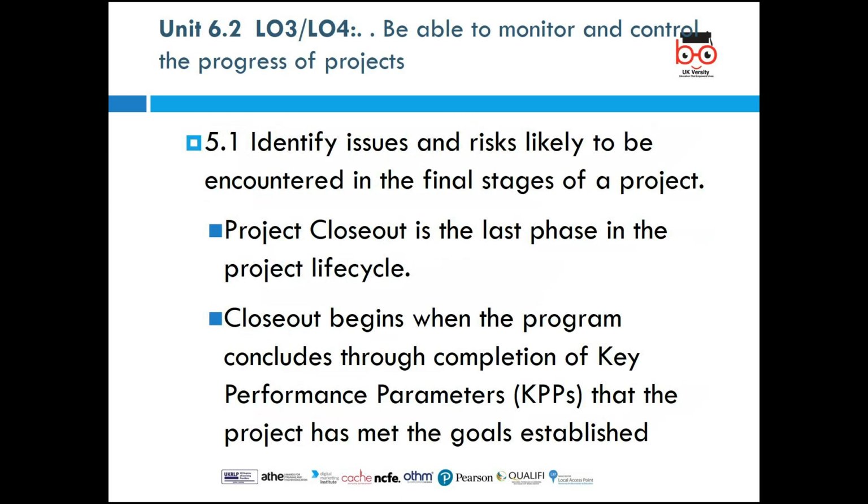Right, let's go to the next slide. Issues and risks likely to be encountered in the final stages of a project. The final stage of a project is what is called project closeout. You want to close the project. Project closeout phase. This is a phase where so many things can come in. So we need to be able to identify issues and risks that are likely to be encountered in the final stages of a project, or the project closeout phase. Now, closeout begins when the program concludes through completion of key performance parameters, showing that the project has met the goals established.